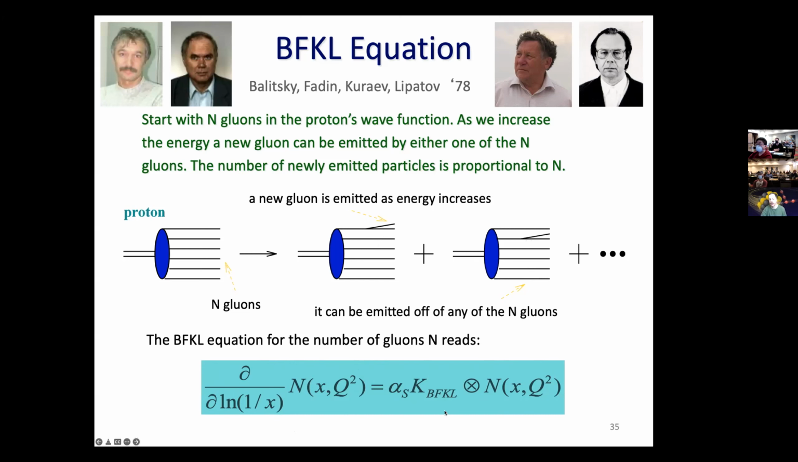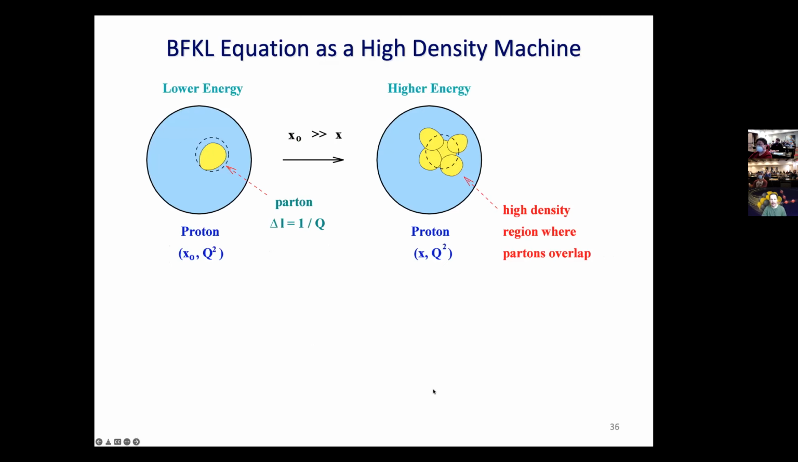There is an integral kernel here with a convolution over transverse momenta. This is all there, but the physics message is very simple. The increase of the number of gluons is proportional to the number of gluons we had before that step. Okay, so this is the essence of the BFKL equation. And for now, forget about the fact that K is an integral kernel. Think of it as just some proportionality constant.